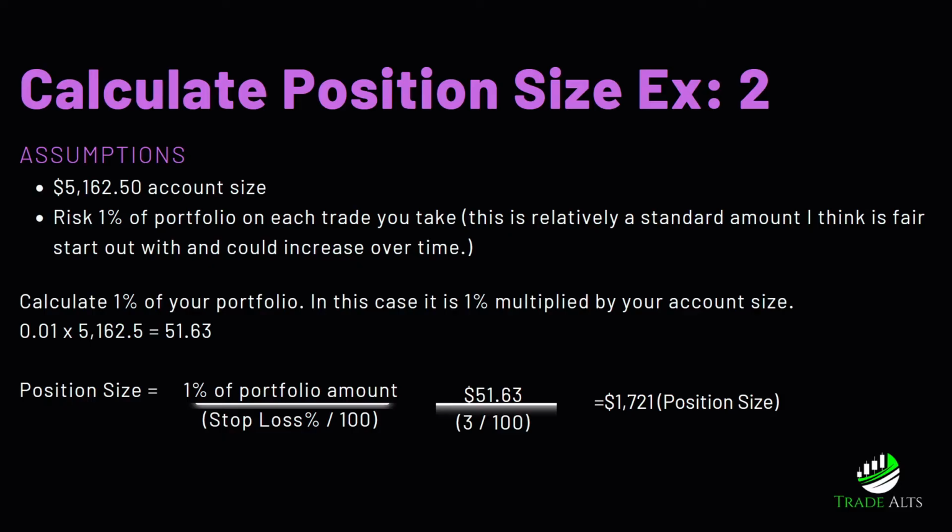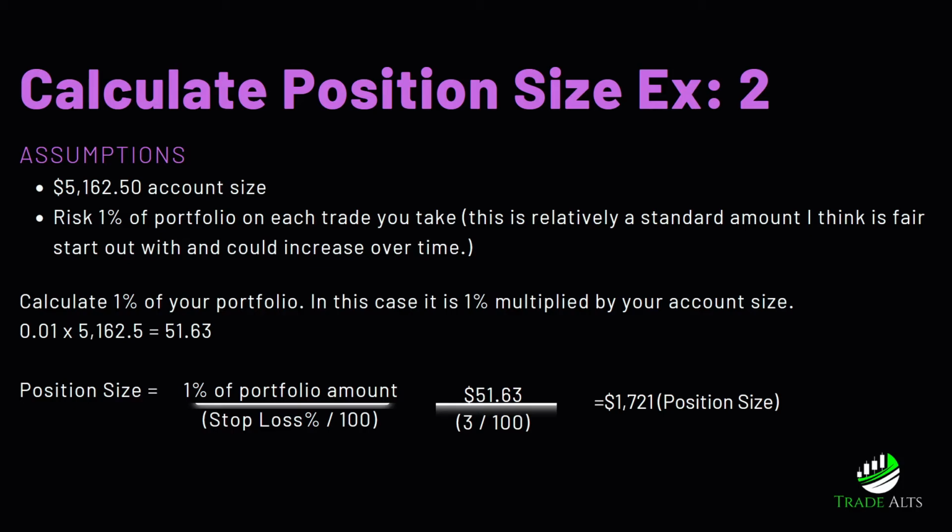We're still going to risk the same 1% that we risked in the previous trade. Nothing changes there. To calculate 1% of the portfolio, it's the same math as before, except a little bit different: 0.01 times 5,162.5 equals $51.63. I just rounded up.